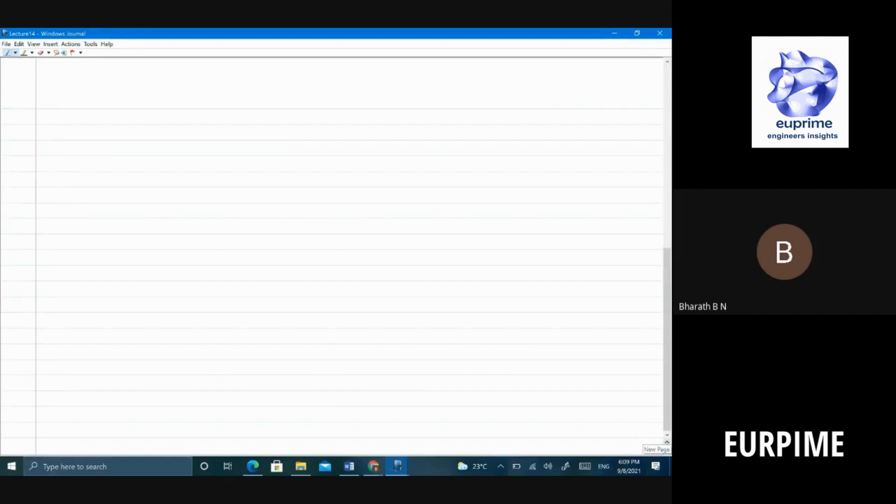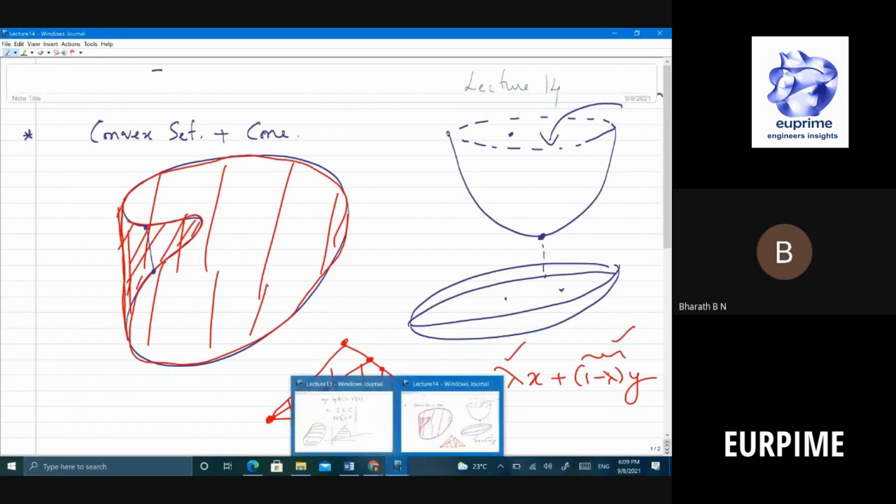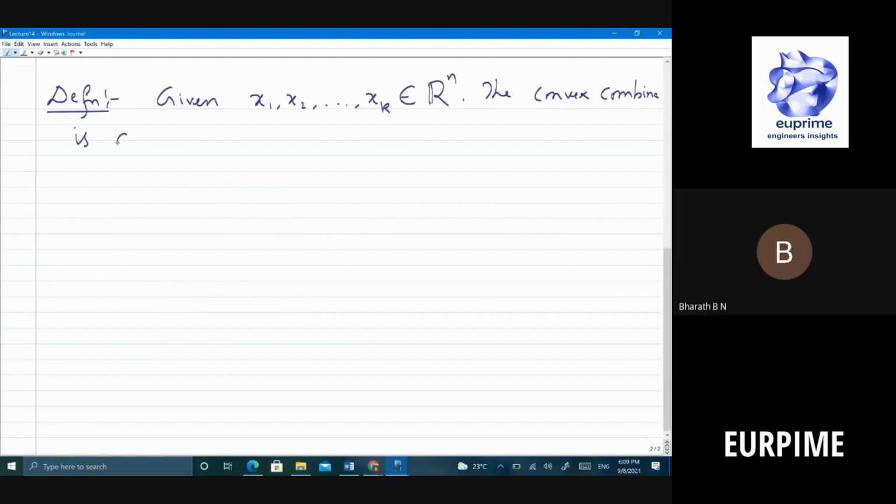So how do we generalize this? Let's do the following. Okay, so let's write this as a definition. Given x1, you give me n points. Okay, instead of 2 points, you give n points in some Rn. Well, let me use k points in Rn. Okay, you are given k points in Rn. The convex combination is defined as, how do you define convex combination?